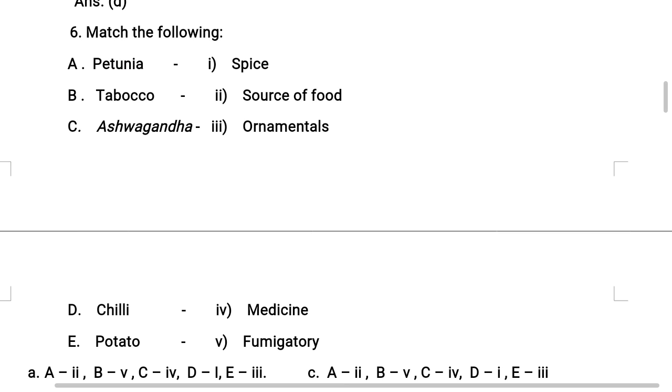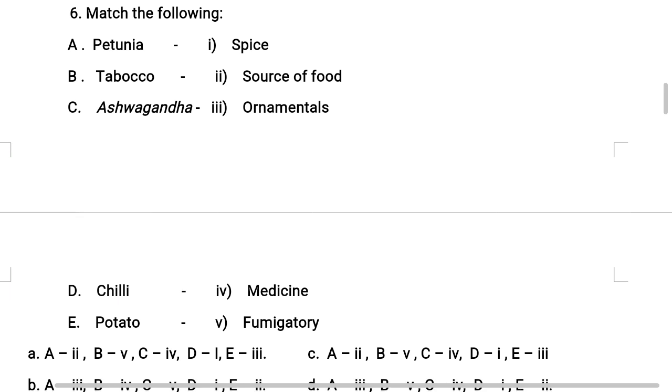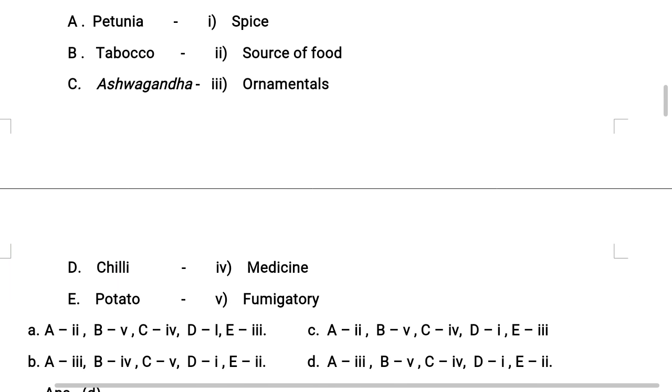A is nothing but petunia. It is used as an ornamental. So A is matching with Roman number 3, ornamentals. Next, tobacco. Tobacco is a fumigatory, a fume-releasing substance. So B, tobacco, is matching with Roman number 5.